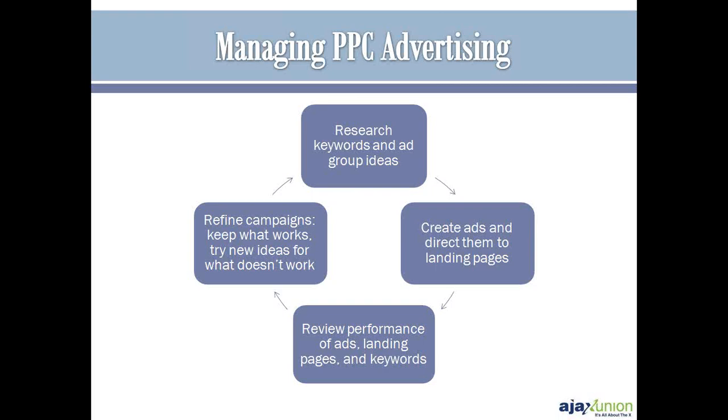So you start at the top, obviously researching keywords and ad group ideas. So thinking of different people you'd like to target, different searches you'd like to target. Then you move from there to creating ads and directing them to different landing pages on your site, which we'll go into in a minute. The third thing is you're going to review the performance of all the different parts of your PPC account, the ads, the landing pages, the keywords, stuff like that. And then finally, you're going to take that information and use it to refine your campaigns. Keep the stuff that works, drop the stuff that doesn't work, maybe try something new, and really get the best out of your account.